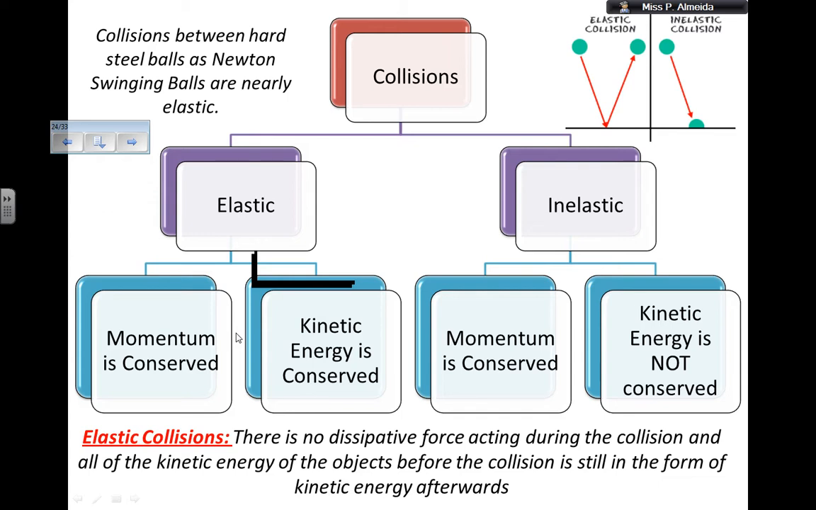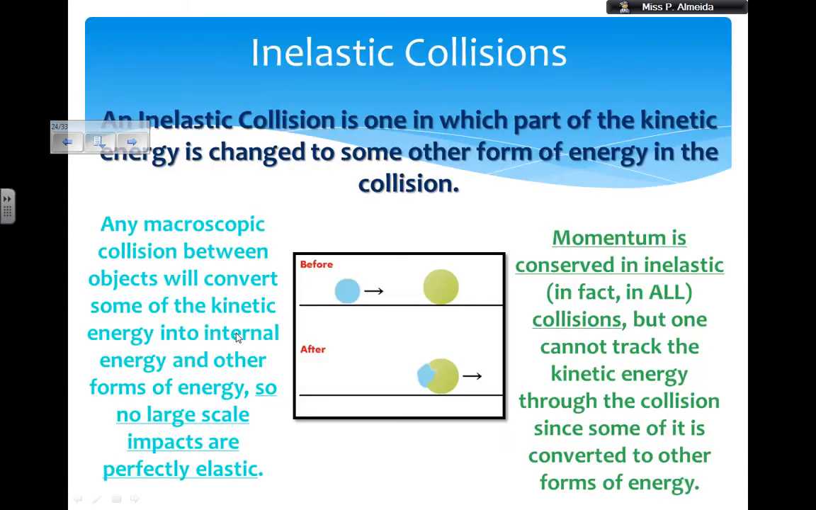In elastic collisions, there are going to be no dissipative forces acting during the collision. So all the kinetic energy of the objects before the collision is still in the form of kinetic energy afterwards. But with inelastic collisions, that doesn't happen. In an inelastic collision, part of the kinetic energy is going to be changed to some other form of energy in the collision, okay?